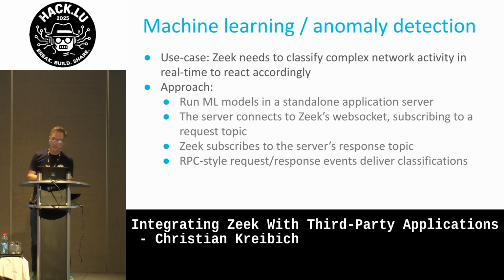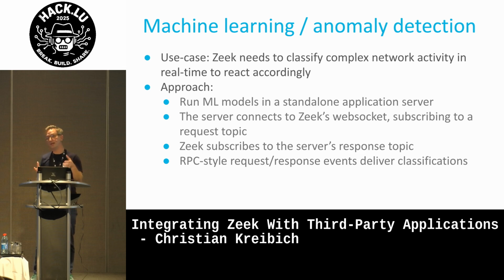Machine learning and anomaly detection. So this is something that we do a lot. So the use case there is that you are running Zeek, you're processing traffic, and you need some sort of information, some sort of decision that comes from some machine learning model, say to know if a particular DNS request is a DGA or something like that. There are lots of cases. So you basically do that by running an ML model in a standalone server. And then this can go either way. In this case, we talk into Zeek, so we use the WebSocket approach, and then it's just events popping up again.